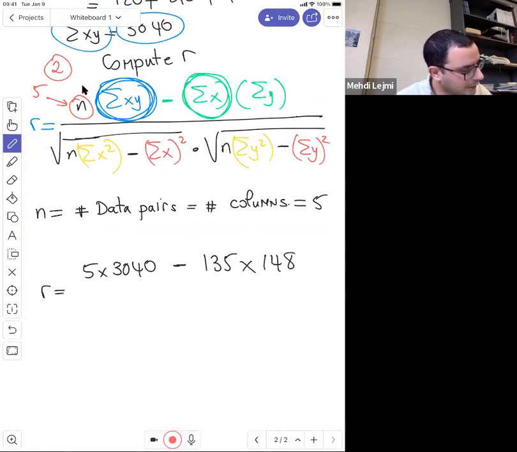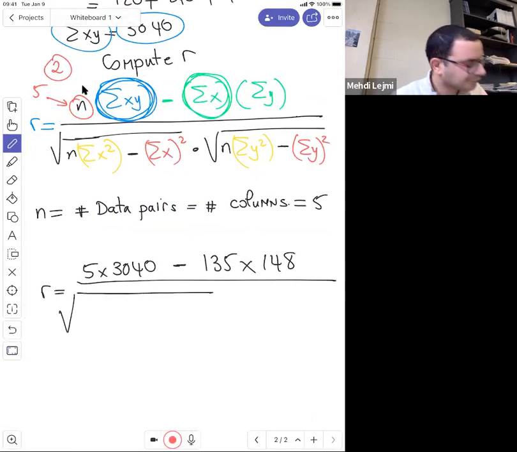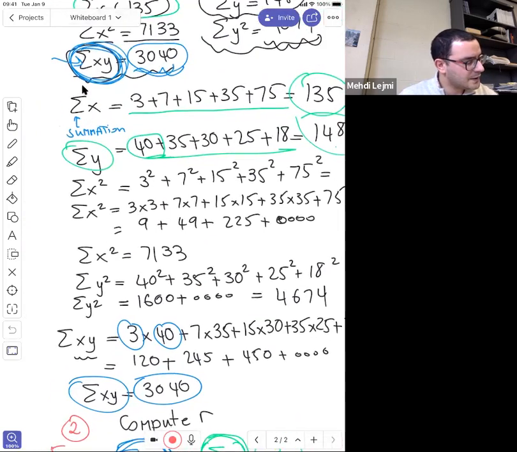All right. Now the denominator. We need to be careful with the denominator. So there's this square root, and the first thing in the square root is n, which we know is 5. So there is 5 here times, and then we are supposed to multiply the n by the sum of the x squared. You take the sum of the x squares. So the x squared, it's right here.